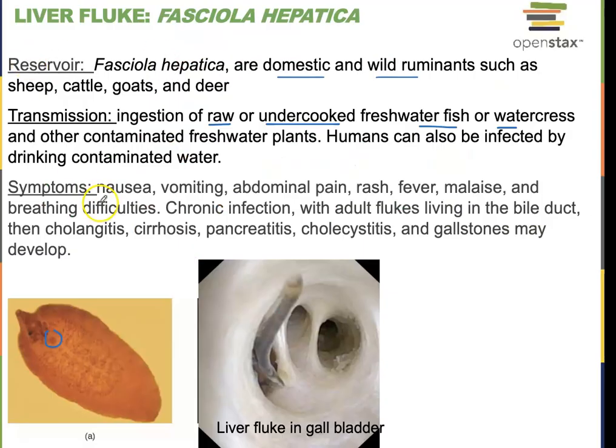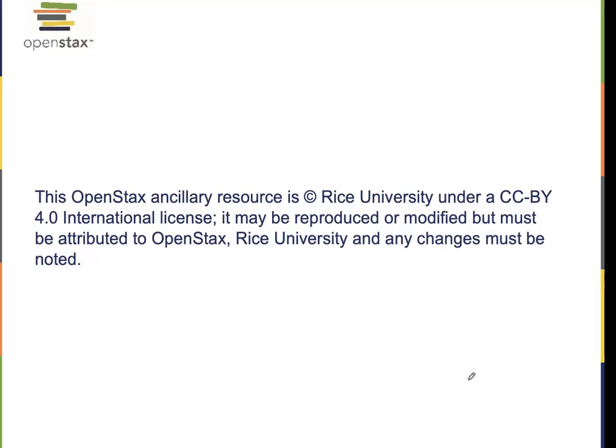In terms of symptoms, we have nausea, vomiting, abdominal pain. You can have some breathing difficulties, and chronically, with the adult flukes living in your bile duct, you can have issues with the bile duct. So you can have cholangitis, cirrhosis of the liver, pancreatitis, cholecystitis, and gallstones. So basically inflammation of the gallbladder and liver and pancreas, all those areas here. And then this is a nice picture of a fluke inside of your gallbladder. That's it, guys. We made it.